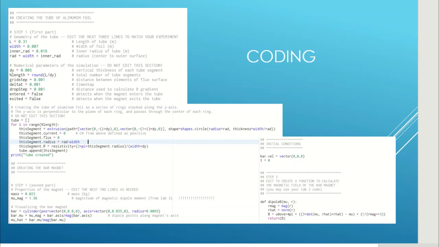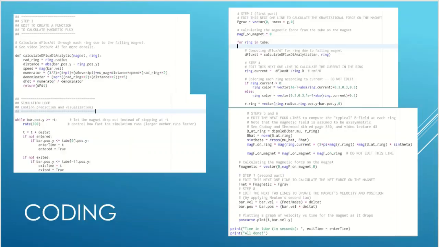The bar magnet itself was created as a cylinder, and the initial conditions were set for the magnet's velocity to be 0 and the time to be 0. Then I inserted my dipole B function, which calculates the magnetic field of the bar magnet. Next, I wrote a function to calculate the d flux over d time for each ring due to the falling magnet. So this is calculating for each ring the d flux over d time, the derivative of the flux with respect to time.